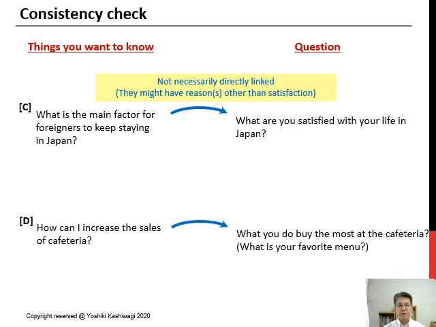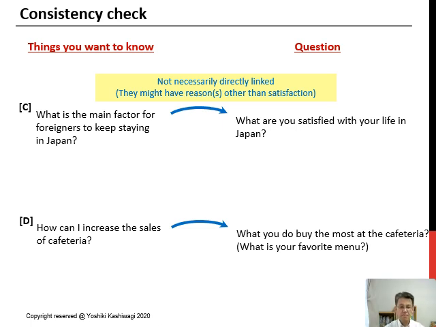The issue is that your goal on the left-hand side and the question on the right-hand side are not directly linked, because the foreigners might have other reasons than satisfaction. But you assume that they are staying in Japan because they are satisfied with their lives in Japan. But you never know what is the truth. So, before knowing the fact, you should not remove all other possibilities from your question. So there is a huge logic jump between the two.